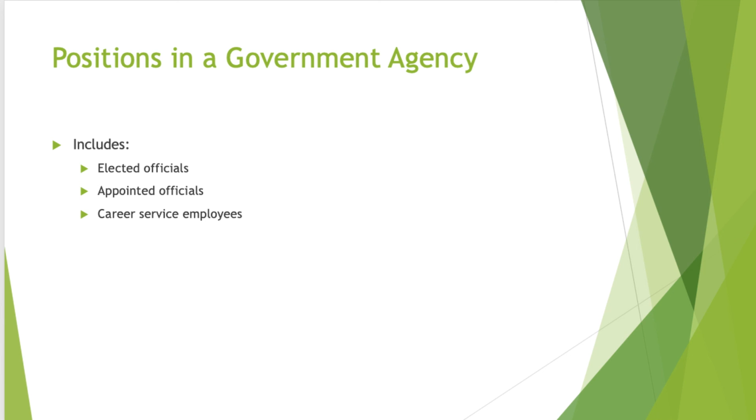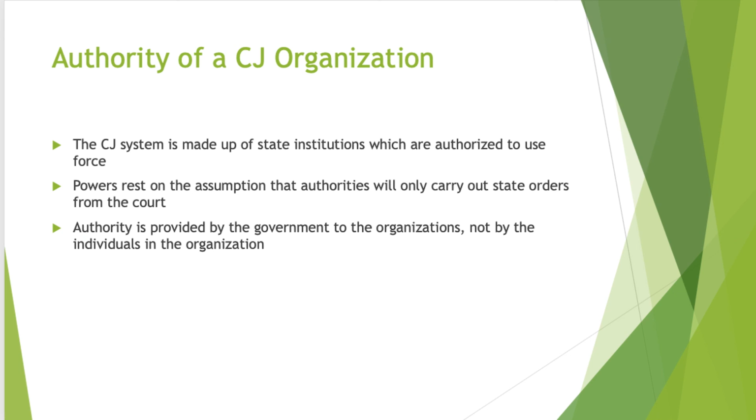So the last thing we're going to cover is going to be the authority and legitimacy. Now we're going to talk about authority first. So technically, the CJ system is made up of a set of state institutions which authorize the police to use force. So the powers rest on the assumption that the authorities will only carry out state orders from the court. But does this always happen that way? If you think about corrupt officers, or people who just apply it willy-nilly, they're not carrying state orders. We like to think they are, but they're not.